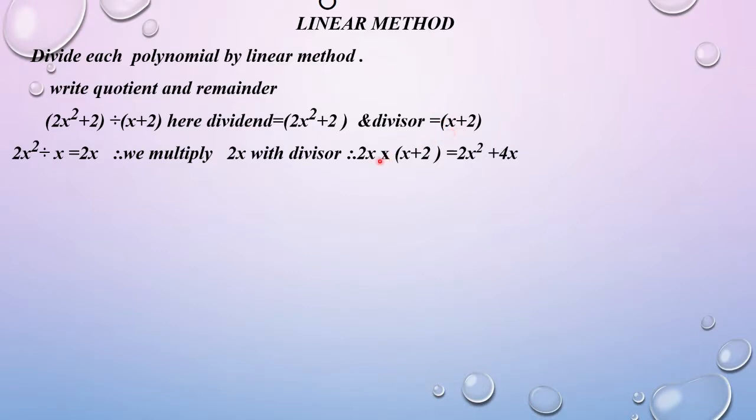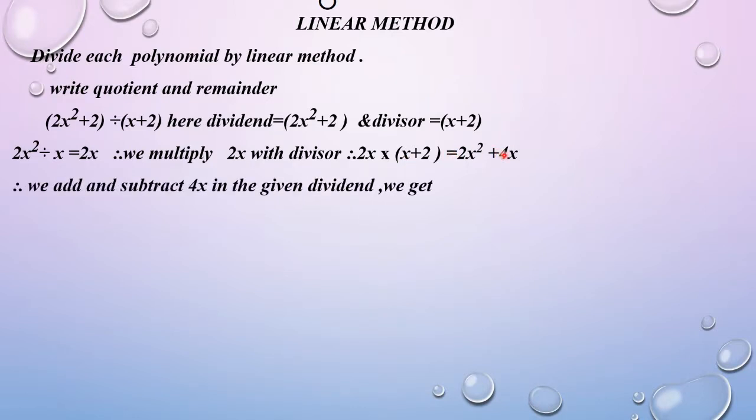We have to divide the first term 2x square by the first term of the divisor x. We get the quotient as 2x. After that we will multiply the quotient 2x with the divisor x plus 2. So we get 2x multiplied by x plus 2 is equal to 2x square plus 4x. Now we don't have this 4x in the dividend, so we will add and subtract this 4x with the given dividend. So we get the dividend as 2x square plus 4x minus 4x plus 2.